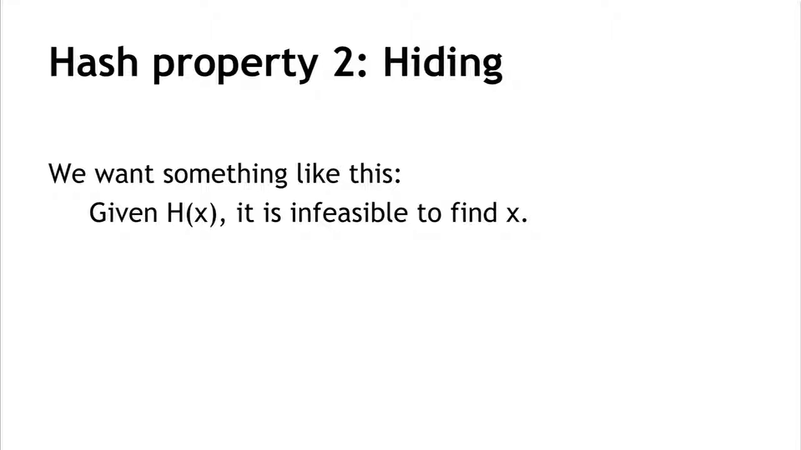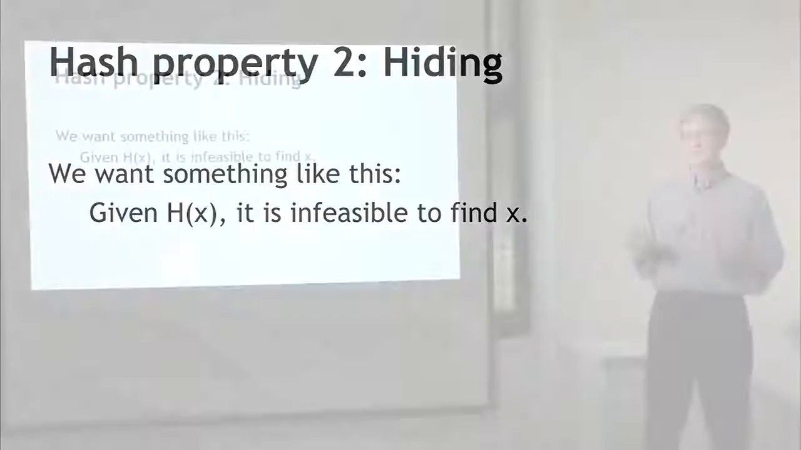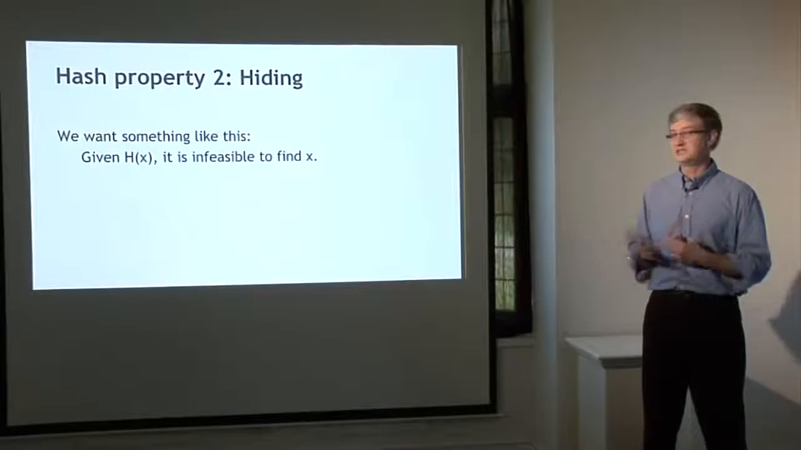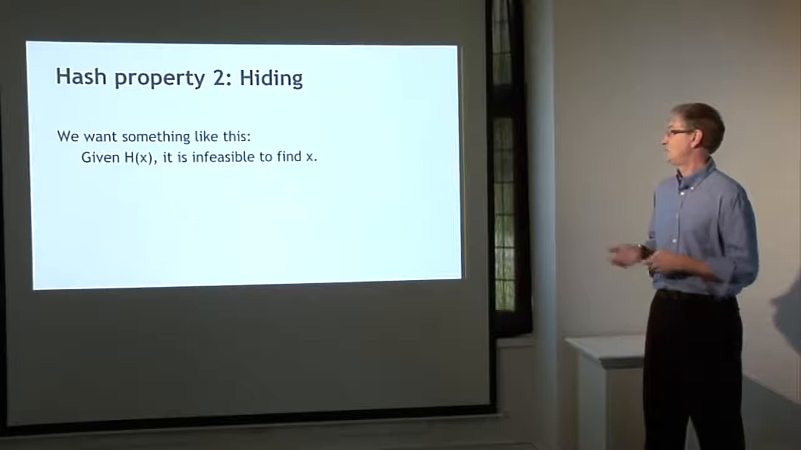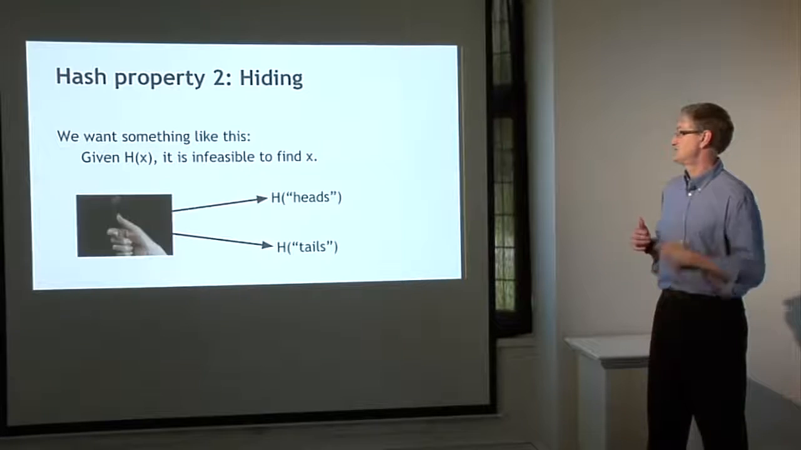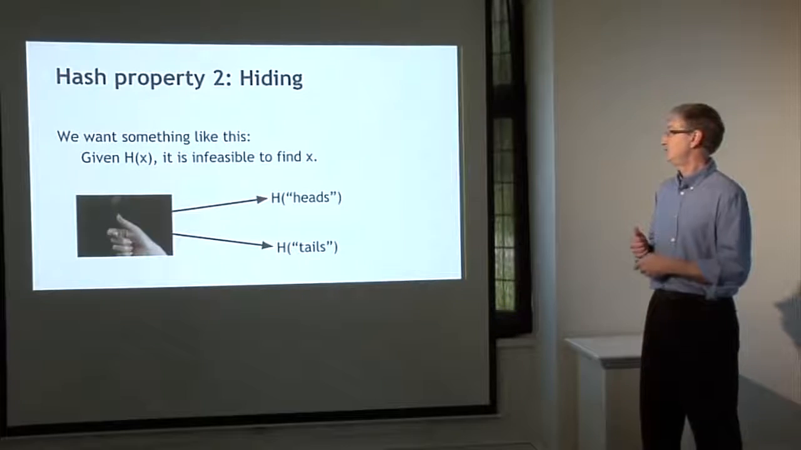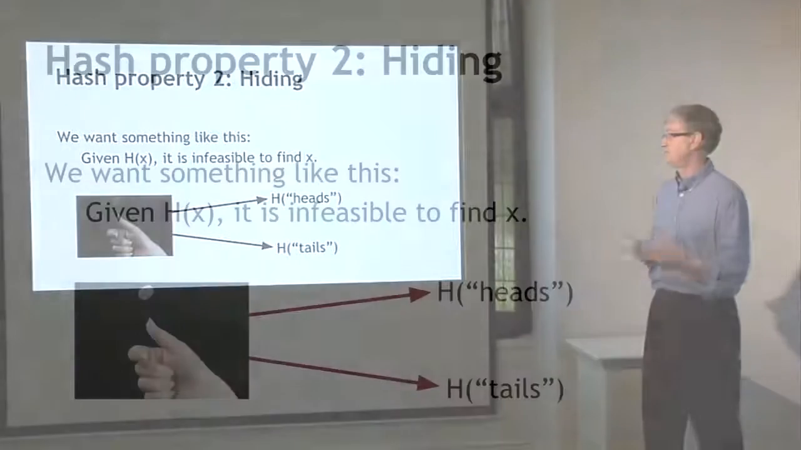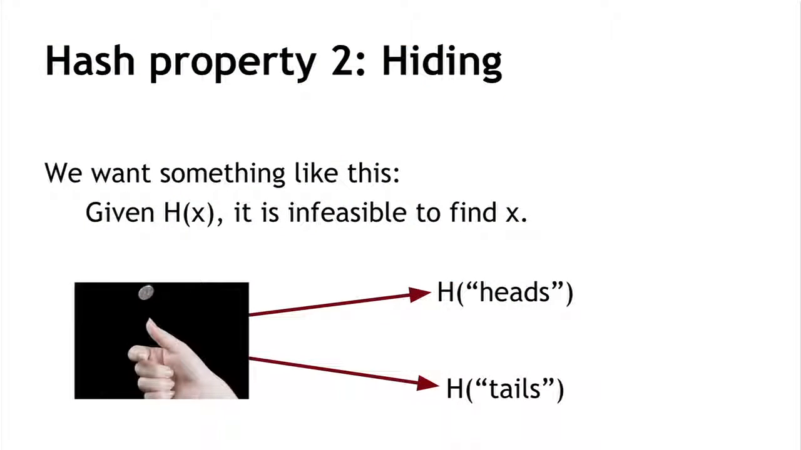And the property that we want is something like this: if we're given the output of the hash function, there's no feasible way to figure out what the input x was. The problem is that this property doesn't exactly hold. To understand why, let's look at this example. We're going to do an experiment where we flip a coin, and if the result was heads, we return the hash of the string heads, and if the result was tails, we return the hash of the string tails.